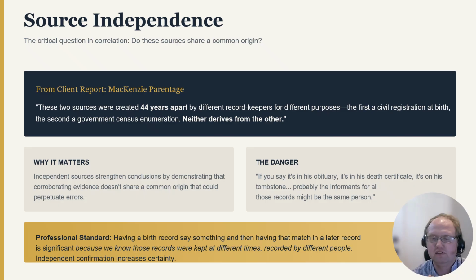They're not independent of each other. It's cool that you have them and you have multiple copies, but that's not as significant as having a birth certificate or a baptism register that confirms that location. It was recorded independently, decades prior. So, anyways.